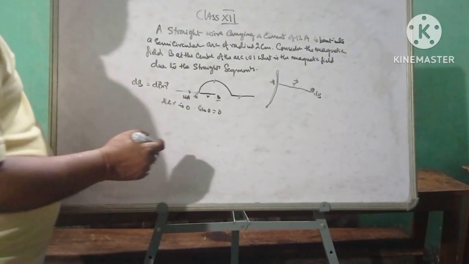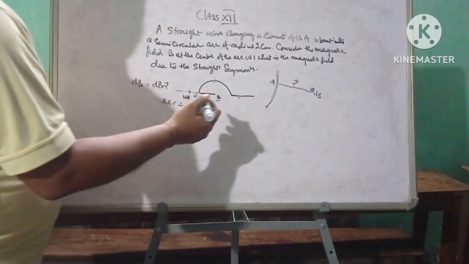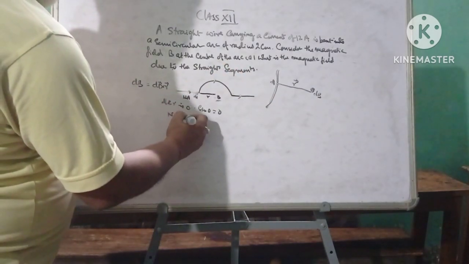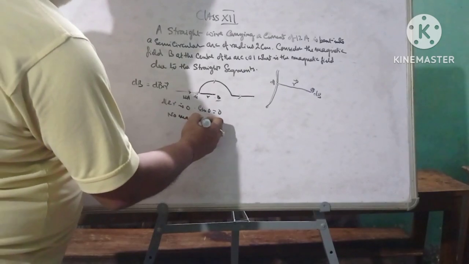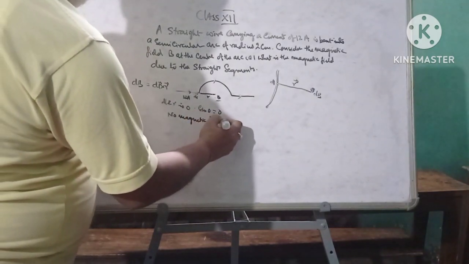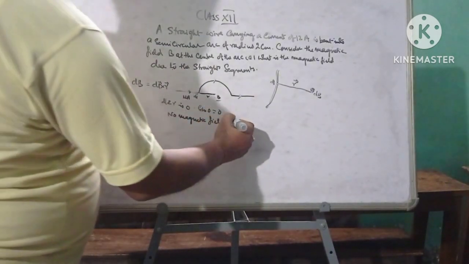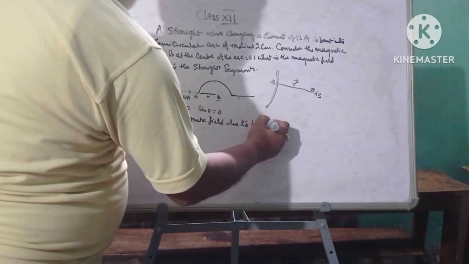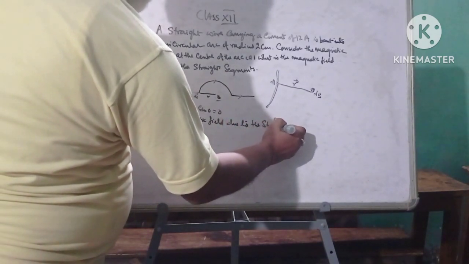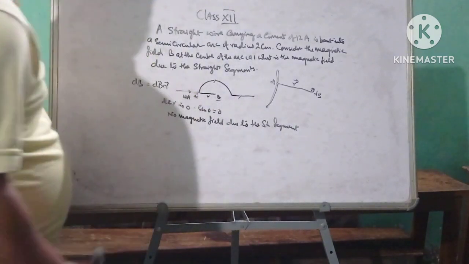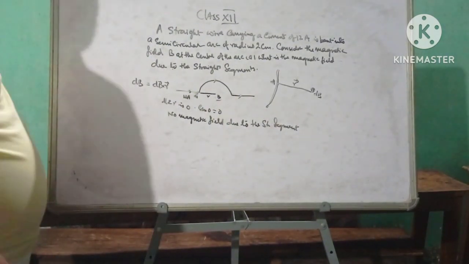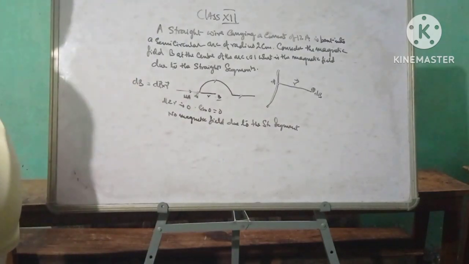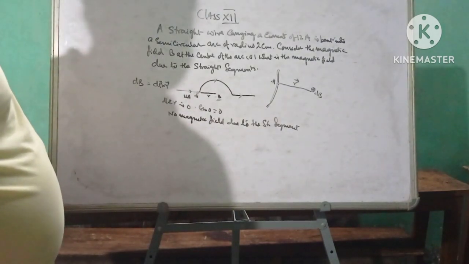So there is no magnetic field. The answer is there is no magnetic field due to the straight segment.